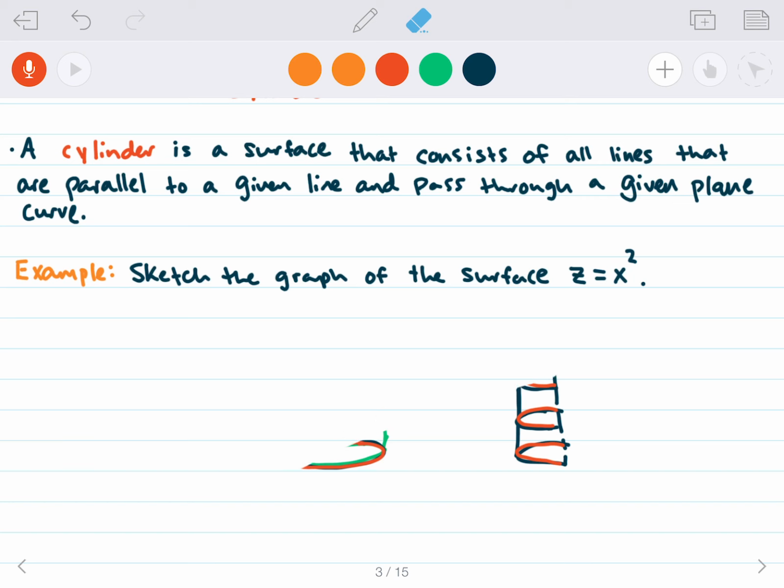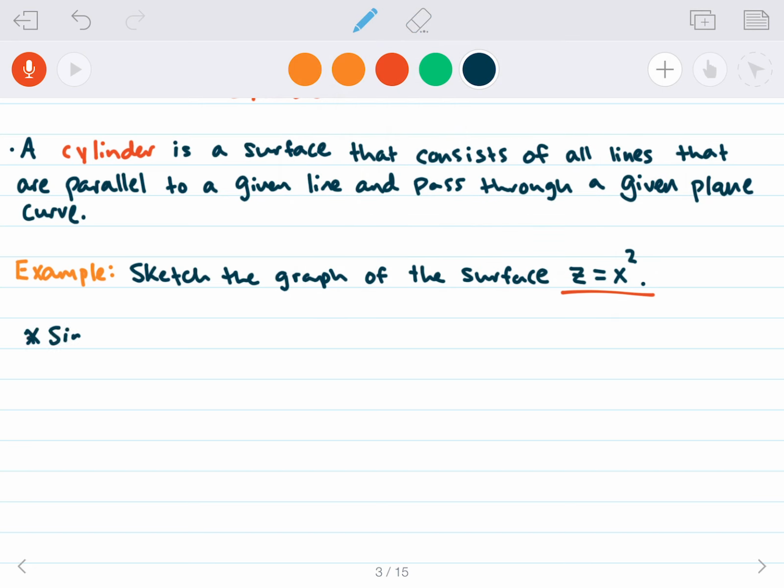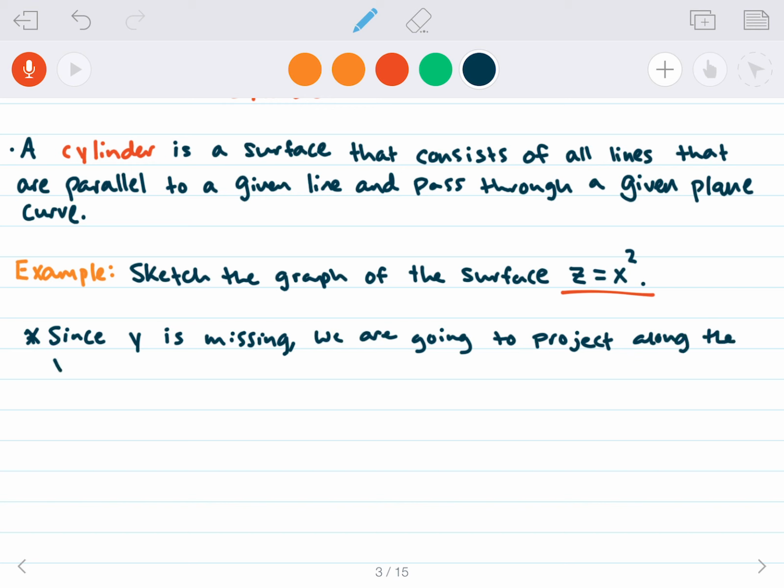Alright, so our first example, sketch the graph of the surface z equals x squared. Now the first thing I want you to notice is which variable is missing. The variable that's missing is where we're going to project the surface. Okay, so since the y variable is missing, we are going to project along the y-axis.